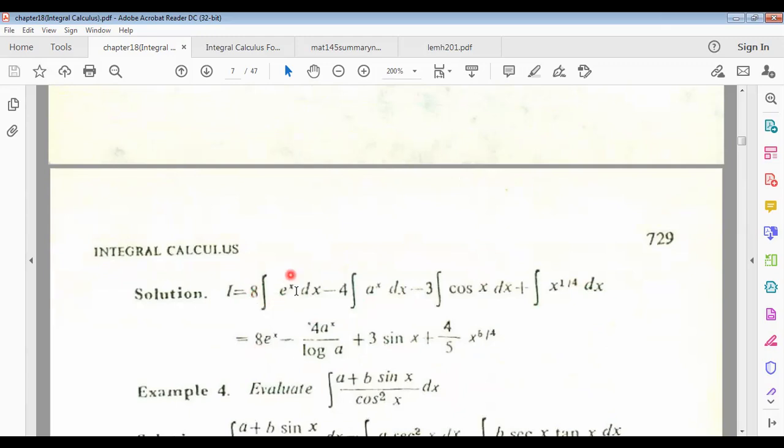So 8 e to the power x, formula what? E to the power x formula is e to the power x. And a to the power x formula what? A to the power x formula is a to the power x divided by log a. Okay. And cos x integration what? Sin x. And x to the power 1 by 4 integration what will be? X to the power 1 by 4 plus 1 divided by 1 by 4 plus 1. That means x to the power 5 by 4 upon 5 by 4.